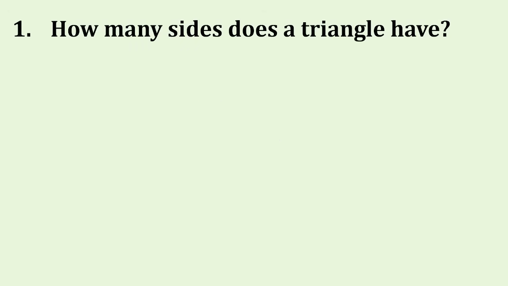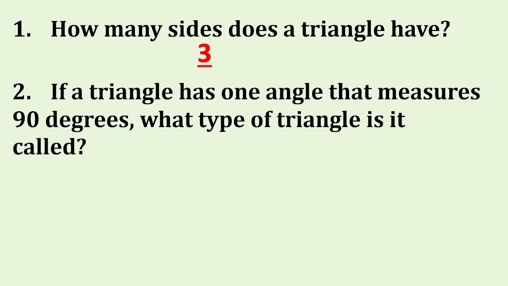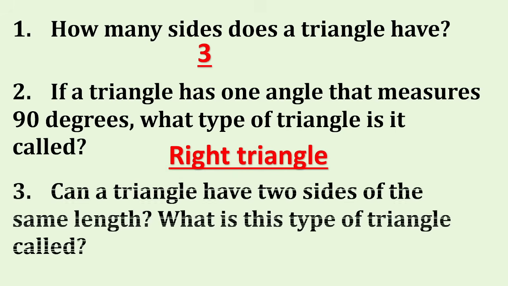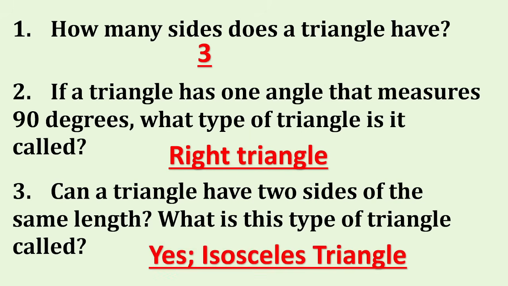Day 5. How many sides does a triangle have? 3. Number 2. If a triangle has one angle that measures 90 degrees, what type of triangle is it called? Right triangle. Can a triangle have 2 sides of the same length? What is this type of triangle called? Yes, isosceles triangle.